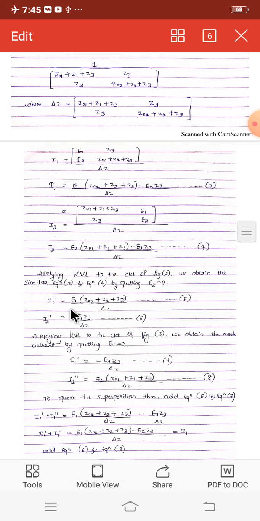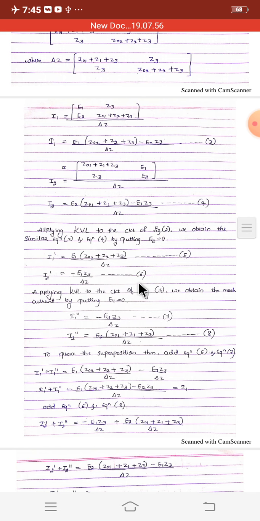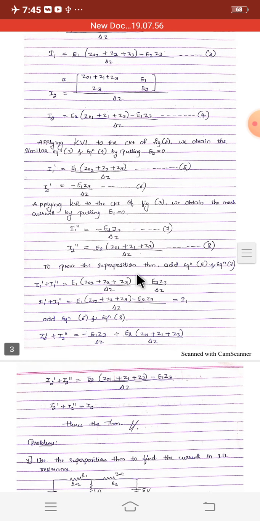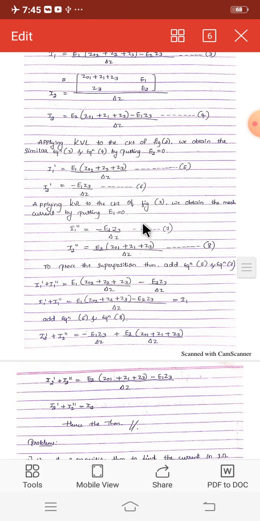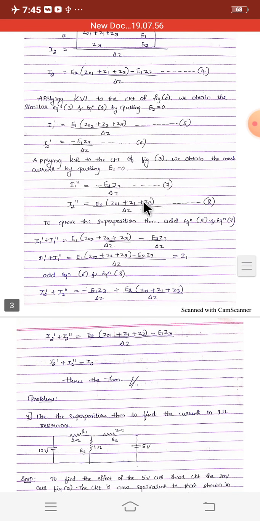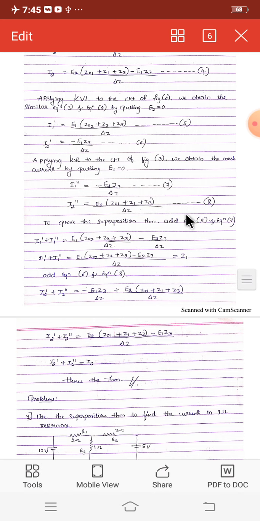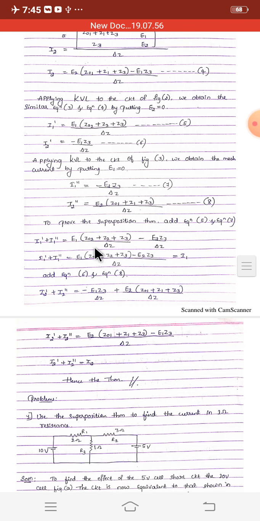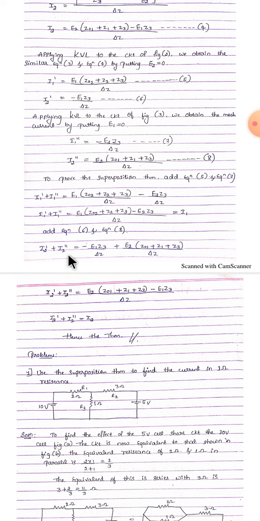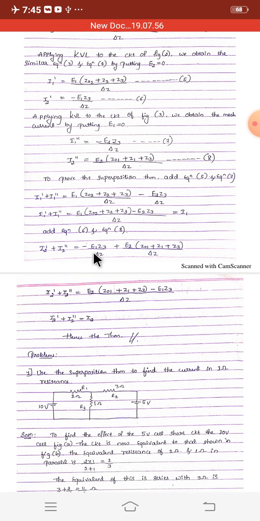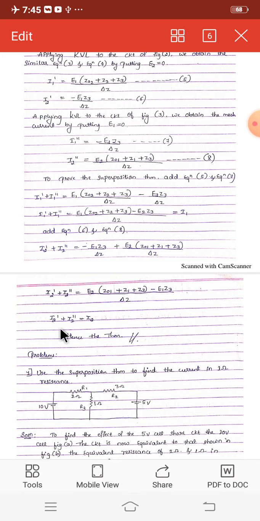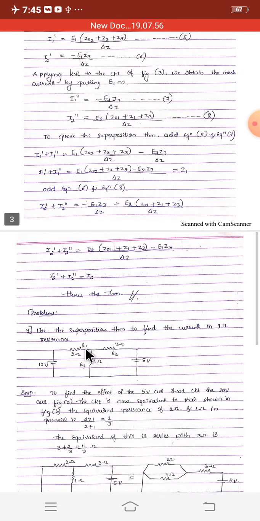Similarly, apply Kirchhoff's voltage law, figure B, and put E2 equal to 0 and consider that as equation 6, with 5 and 6. Similarly, apply Kirchhoff's voltage law in figure 3 and put E1 equal to 0. We will get expressions 7 and 8. Now I1 dash plus I1 double dash we have to do. Next I2 dash plus I2 double dash is equal to I2. So I1 equal to I1 dash plus I1 double dash, and I2 equal to I2 dash plus I2 double dash. Hence we prove the theorem.